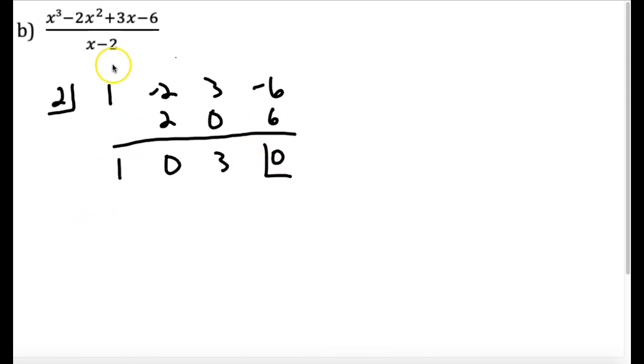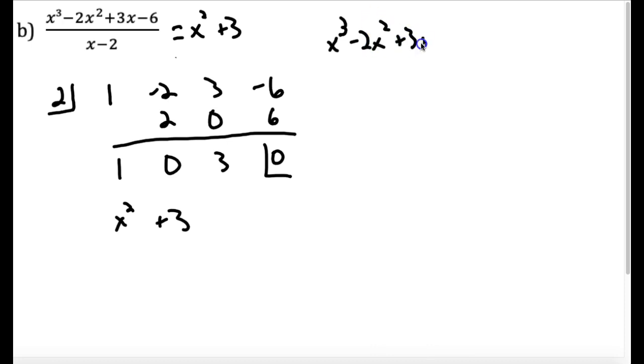So my answer, since I started with a cubic, right, this was 1x cubed, this coefficient will be 1 degree less. So this will be 1x squared plus 0x plus 3, and then no remainder. So my solution is just x squared plus 3. And remember, we said another way of thinking about this is, well, this polynomial x cubed minus 2x squared plus 3x minus 6 is equal to x minus 2 times x squared plus 3.